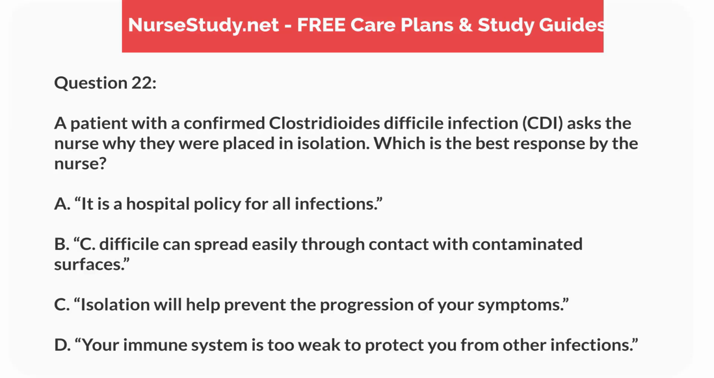Question 22. A patient with a confirmed Clostridioides difficile infection, CDI, asks the nurse why they were placed in isolation. Which is the best response by the nurse? A. It is a hospital policy for all infections. B. C. difficile can spread easily through contact with contaminated surfaces. C. Isolation will help prevent the progression of your symptoms. D. Your immune system is too weak to protect you from other infections.